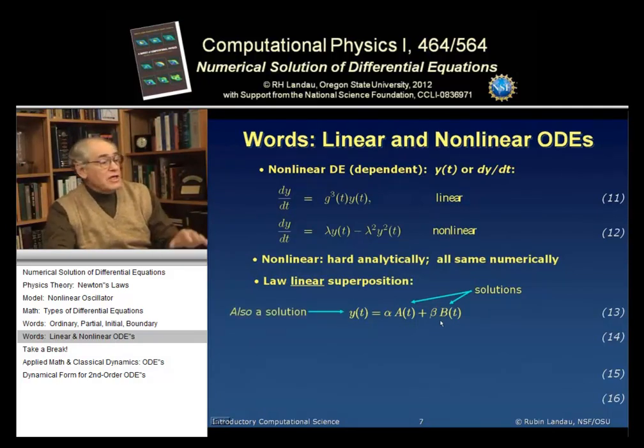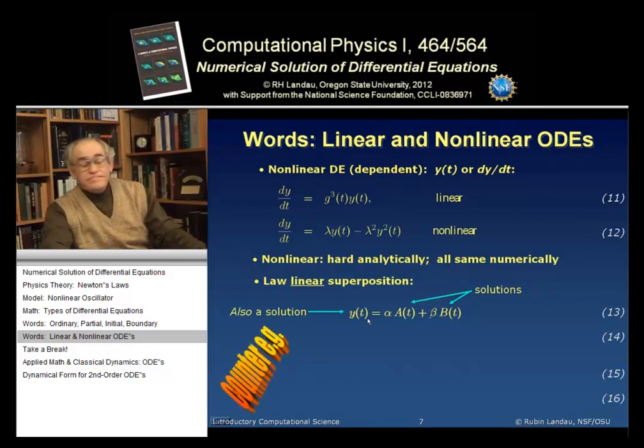Okay, so that's a law. If it's a linear system like equation 11, any combination of solutions will also be a solution. So this is what we use in Fourier analysis. This is what we use in normal mode analysis. It works for linear systems.